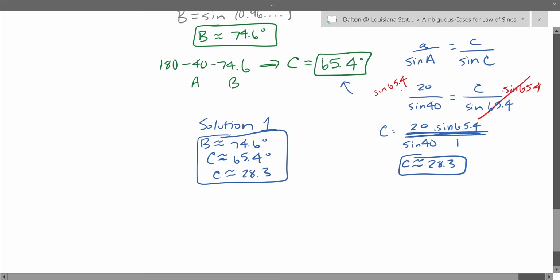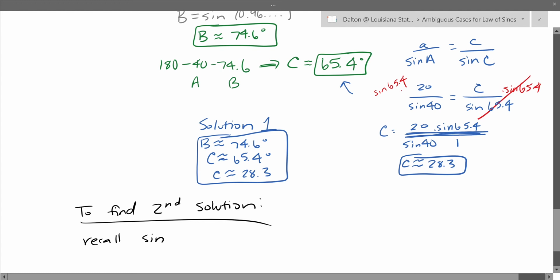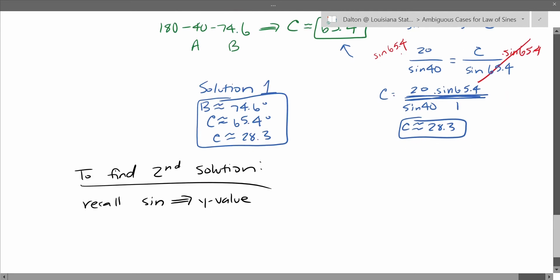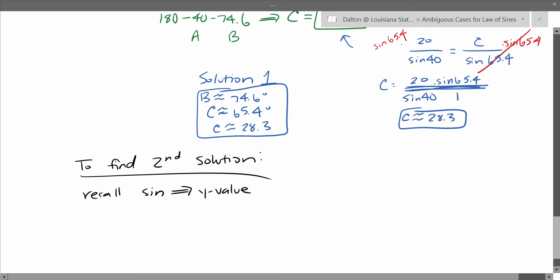So to find the second solution, basically, let's recap. Recall that the sine of a coordinate point is essentially the y value. Or the sine of an angle is essentially its y value coordinate point. So if you think about it this way, coordinates on the unit circle, where do they have the same y value? They have the same y coordinates in quadrants 1 and 2.